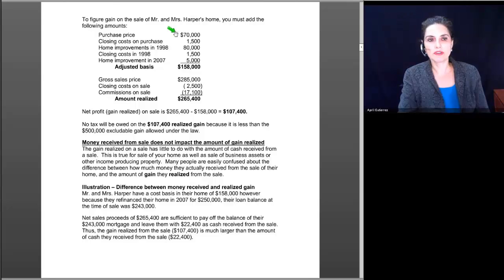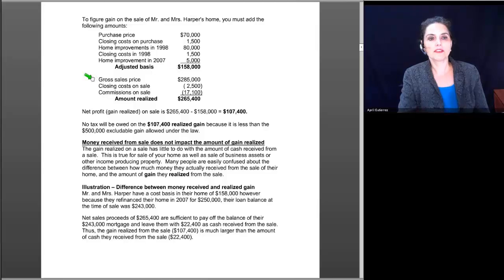You're going to have to add up the following amounts. We start with a purchase price of $70,000. We look at the closing costs paid on purchase. We then add in amounts paid for home improvements and the closing costs on the loan taken out to make those home improvements. And then we look at the amount paid for home improvements back in 2007. And we add all of that up and we have $158,000. So that's what we call their adjusted basis.